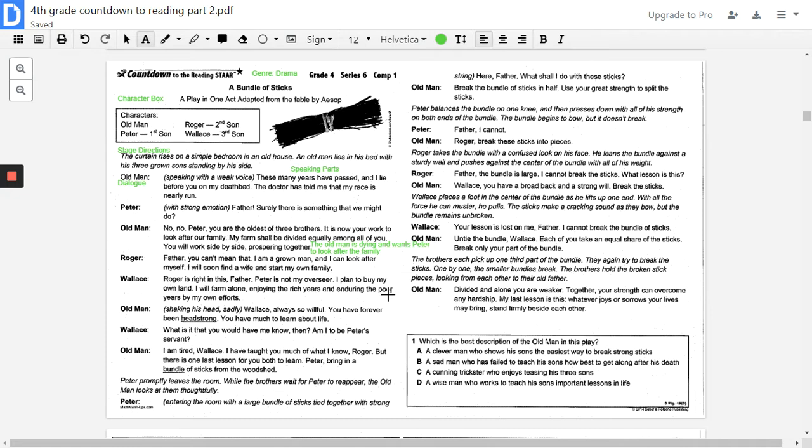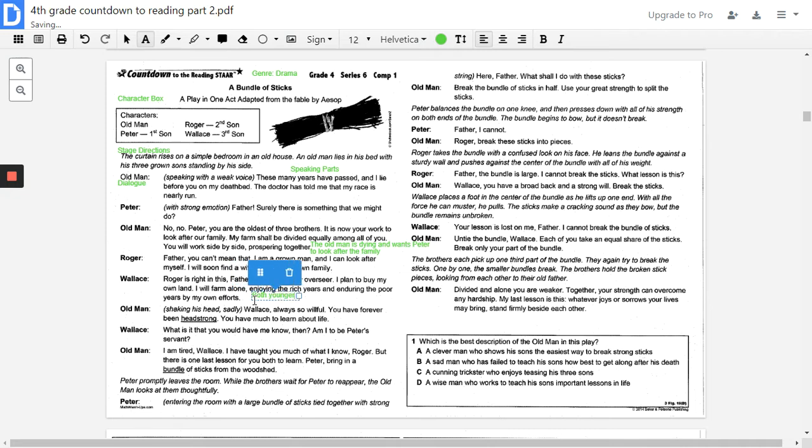Father, you can't mean that. I'm a grown man and I can look after myself. Oh, sorry, that's Roger speaking. Father, you can't mean that. I'm a grown man and I can look after myself. I will soon find a wife and start my own family. Wallace: Roger is right in this, Father. Peter is not my overseer. I plan to buy my own land. I will farm alone, enjoy the rich years, and endure the poor years by my own efforts.